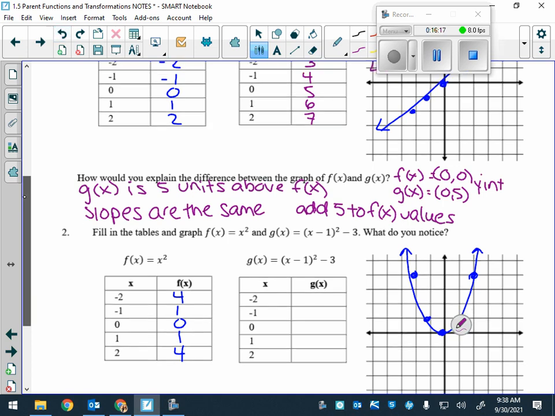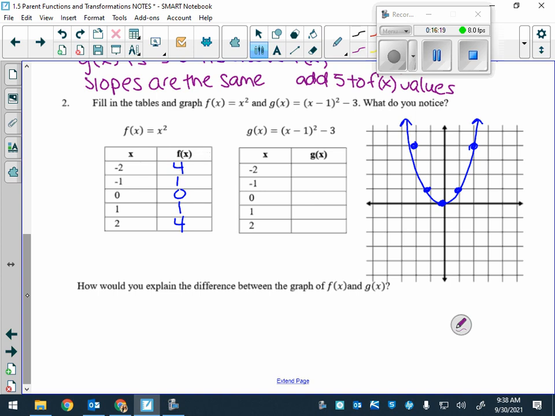Now we're going to look at the quadratic. What are my g of x values? Yeah, Kate. Good. So 2, 6 here.